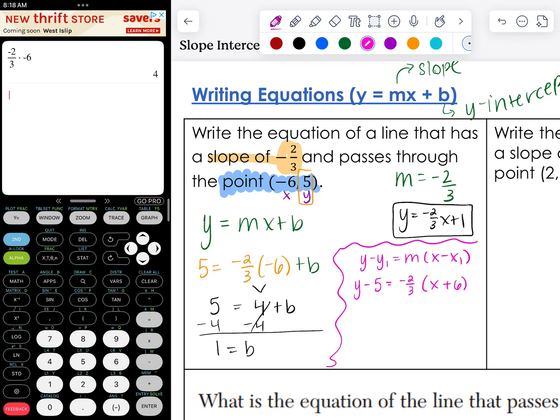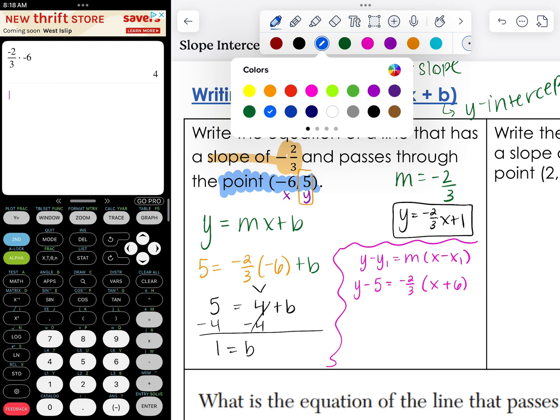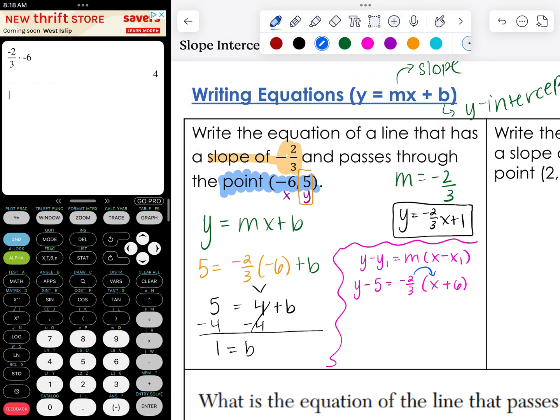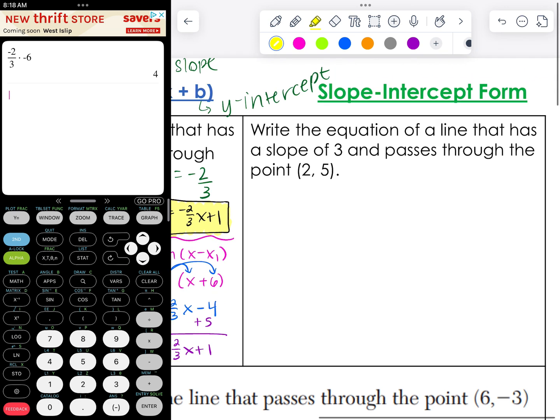And still we want to get it to look like y equals mx plus b, but what I could do is just distribute this. And I have y minus 5 equals negative 2/3 x. And this will give me a minus 4. And then I'll just add the 5 to both sides, and look what happens. You get the same thing, y equals negative 2/3 x plus 1. So either way that you want to work on this question, you will end up getting the same answer at the end. Let's take a look at another example.